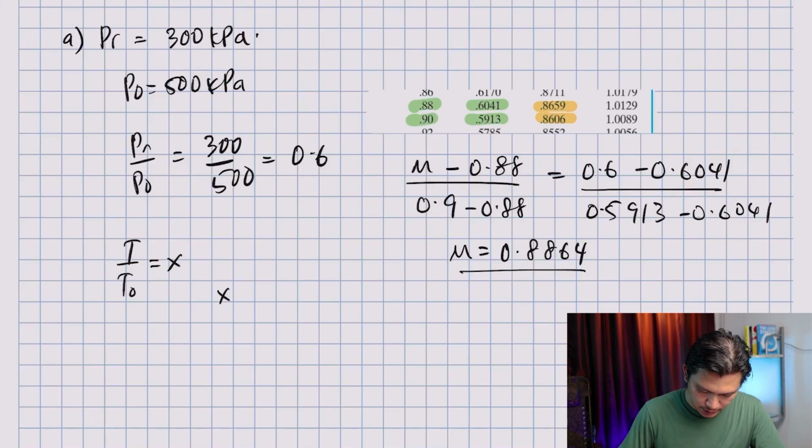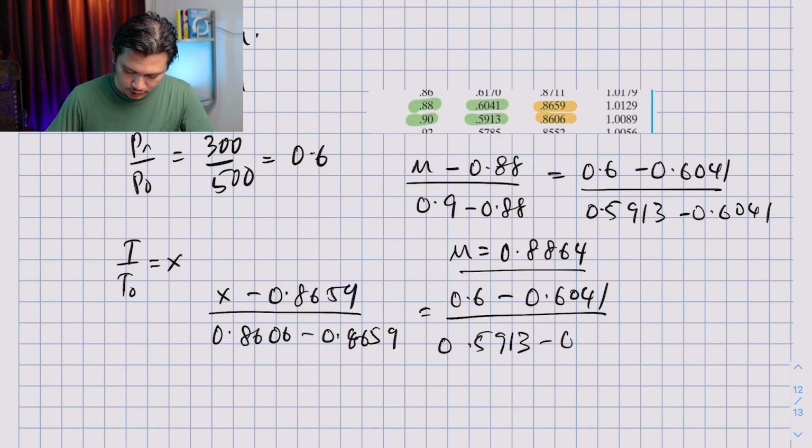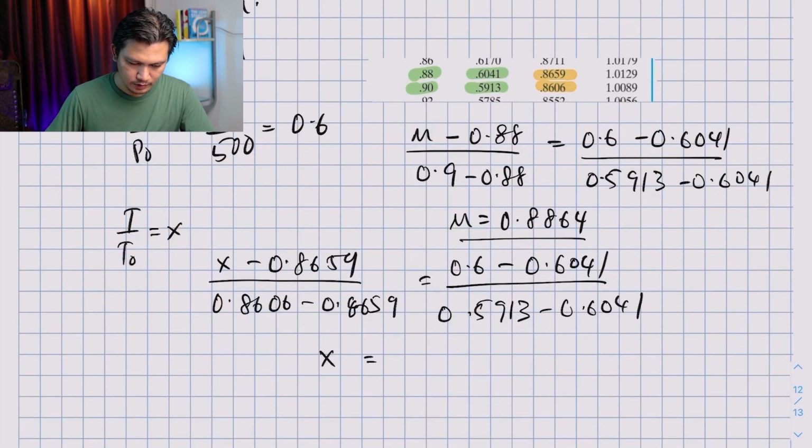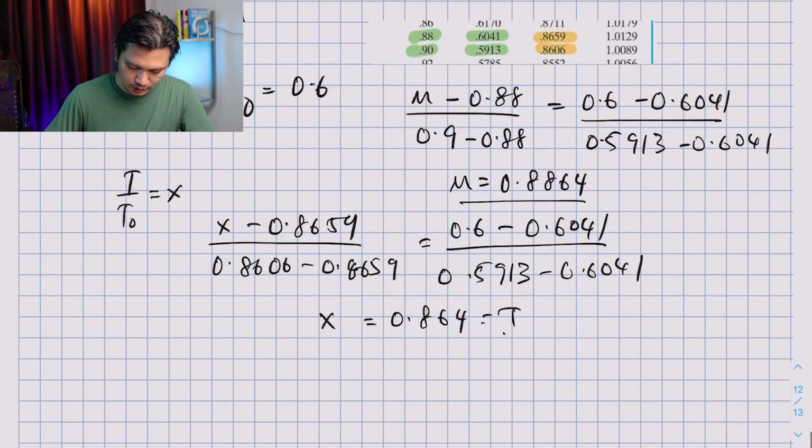So X minus 0.8659 over 0.8606 minus 0.8659. And I'm going to use 0.6 minus 0.6041 over 0.5913 minus 0.6041. Okay, and I'll get X equal to 0.864. So this is also T over T naught.